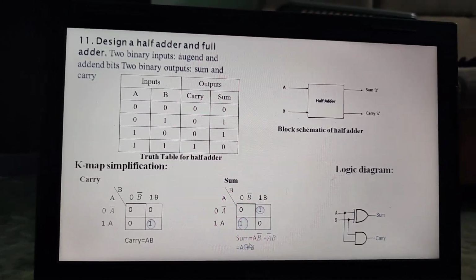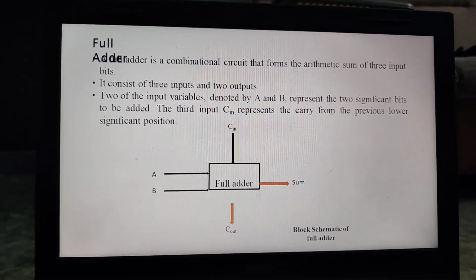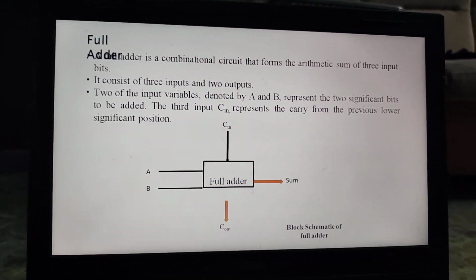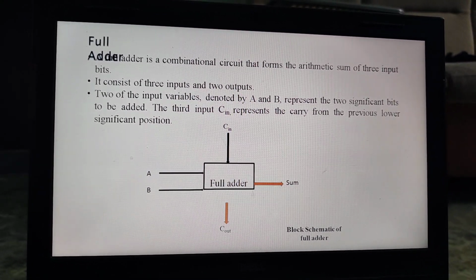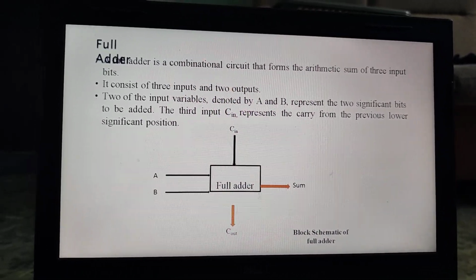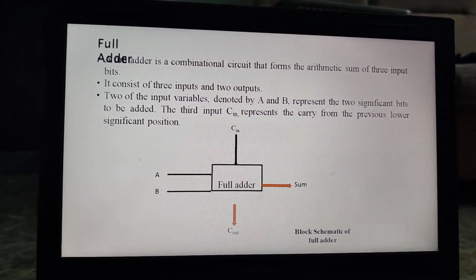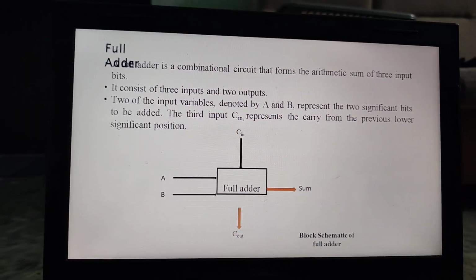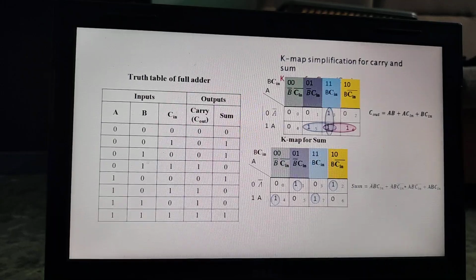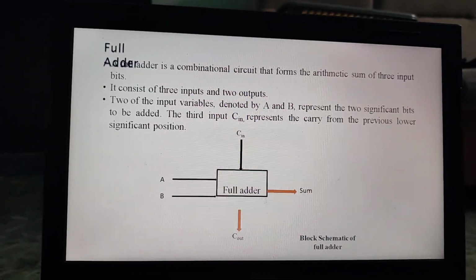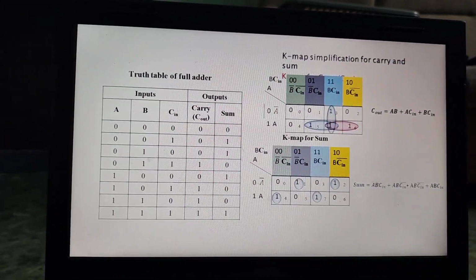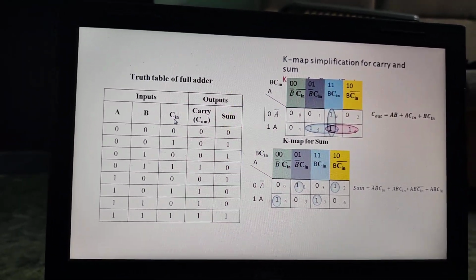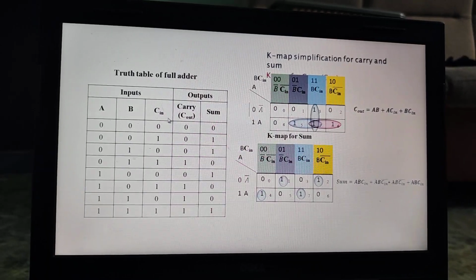Right? Next, this full adder. What does this full adder represent? We have the same concept, but here the input variables will be of two significant bits, and our third input will be the carry from the previous lower significant position. That is A, B, C in. This is our third input.